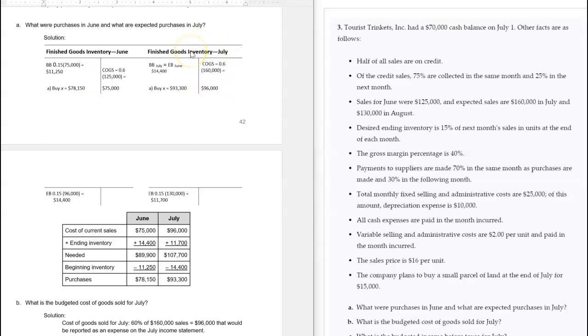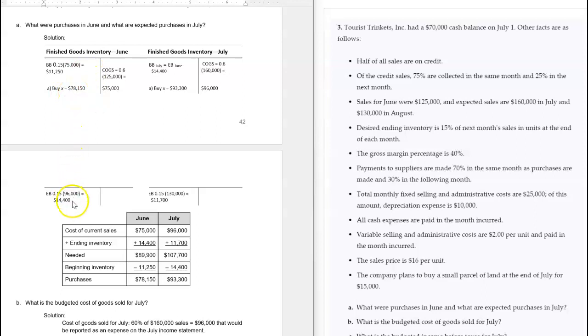And then finished goods for July. What do we have? We got 160,000 in sales times 0.6 gives us 96,000, and 96,000 times 0.15 gives us 14,400. So that would have been our beginning balance. This is what would have gone out the door. So we must have bought 93,300. If you made that a T account, you're trying to figure out what your balance is right here. Same thing for that first finished goods inventory.